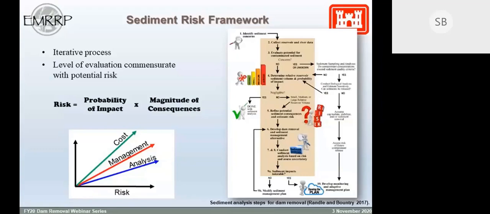So the process starts out with assessment of readily available information and then works through the steps to progressively collect more quantitative information as needed. The risk is largely dependent on the volume of sediment, contaminant levels, and the potential for downstream impacts, of course. And so the guidelines provide detailed guidance for conducting each step of the analysis, and we're just going to walk through these steps so that we have a feel for what might be involved in the evaluation.